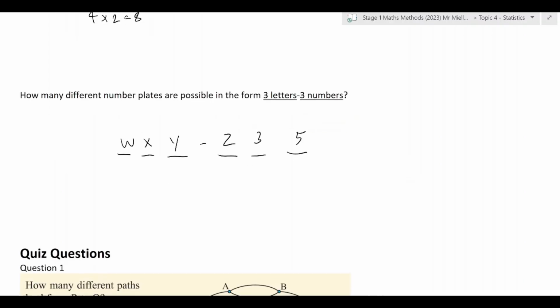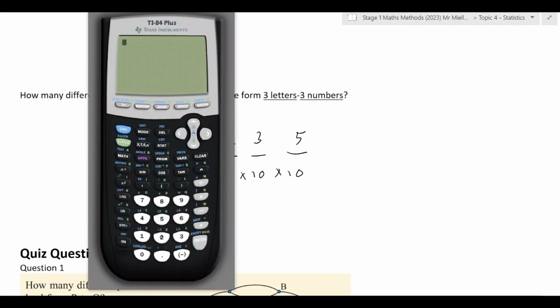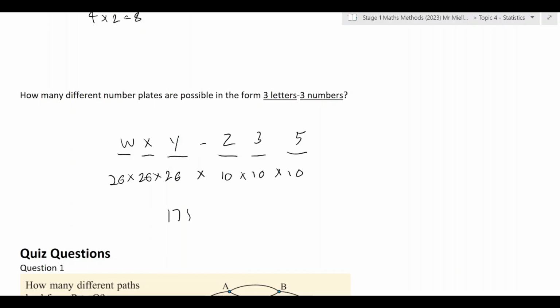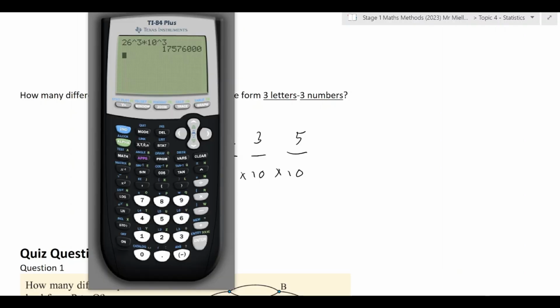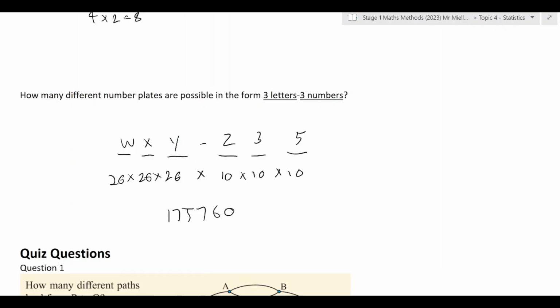But you can sort of imagine how this would play out. So you've got 26 there. You've got another 26 and another 26. Then with the numbers, you're going to have to times it by 10 for each number. And that would be the number plate that you could get. So you can actually work out what that is. It's 26 cubed essentially times 10 cubed. And that would give you 17,576,000 plates. So that's how many possible number plates you could have in that situation.